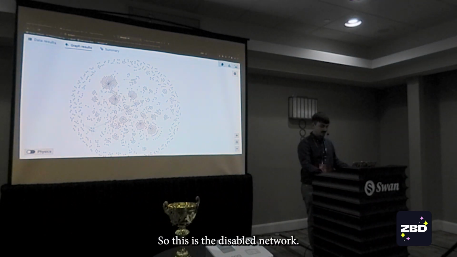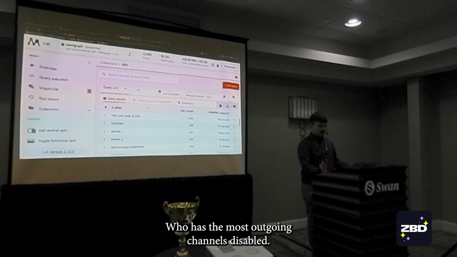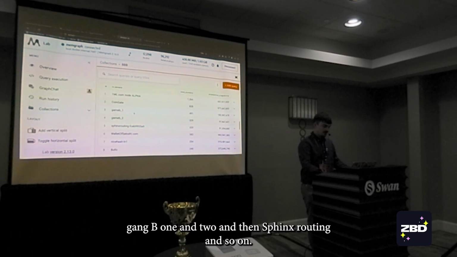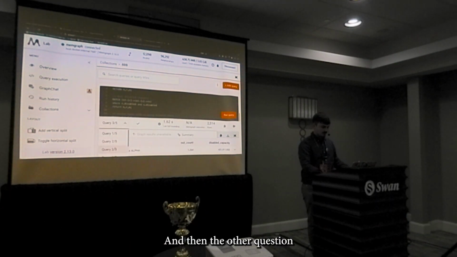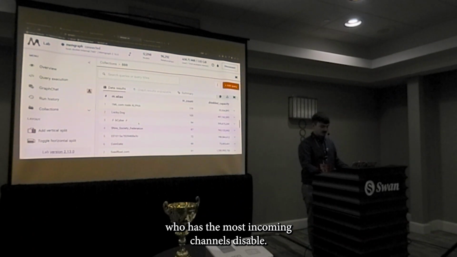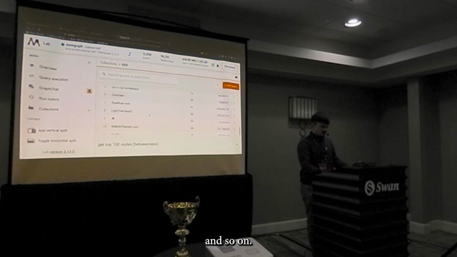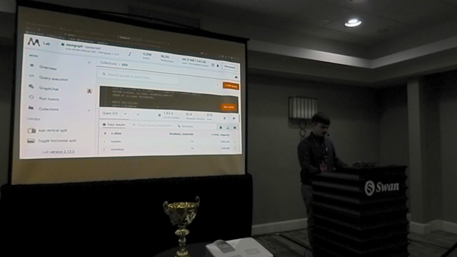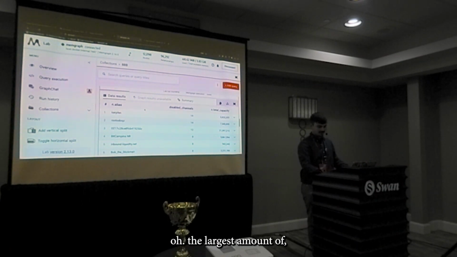So this is the disabled network. And then you can see outgoing channels, who has the most outgoing channels disabled, and that would be 1ML node alpha, followed by CoinGate, Game B1 and 2, and then Sphinx routing, and so on. And then the other question, who has the most incoming channels disabled? So also 1ML node alpha. After that, Lucky Dog, bCipher, and so on. What's the last one? Oh, the largest amount of capacity that's disabled.